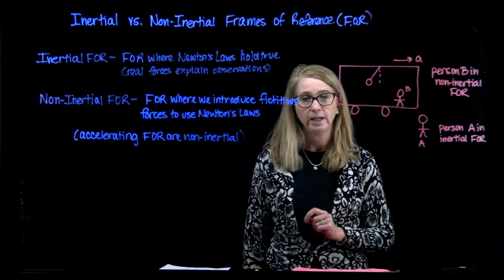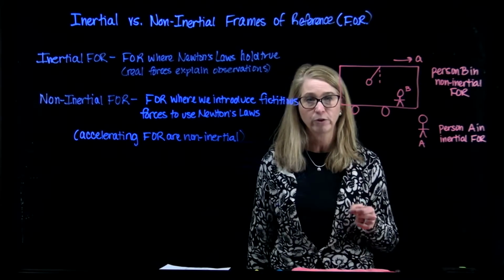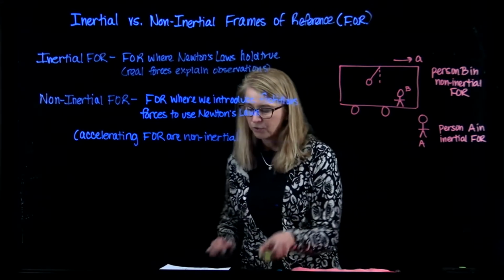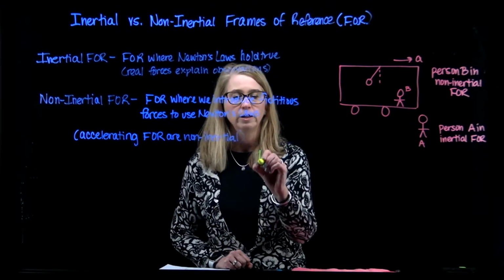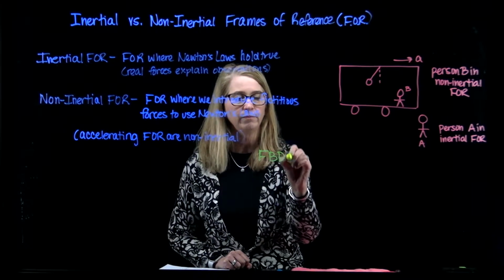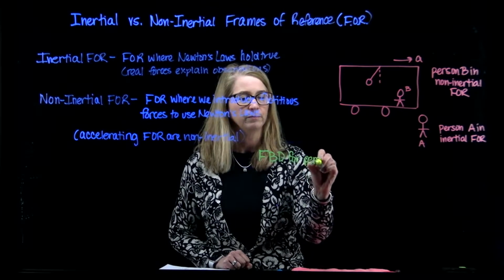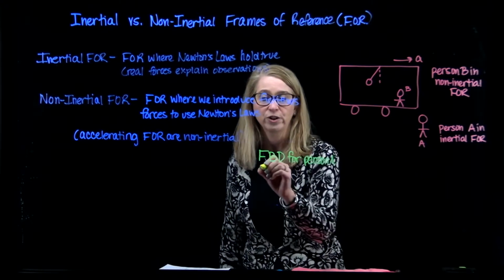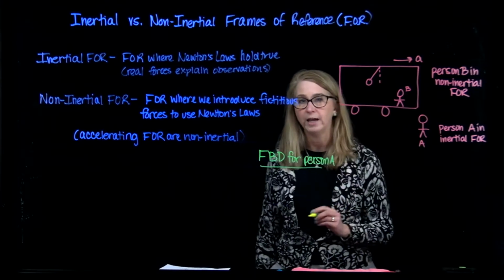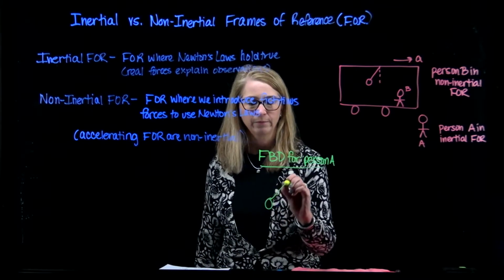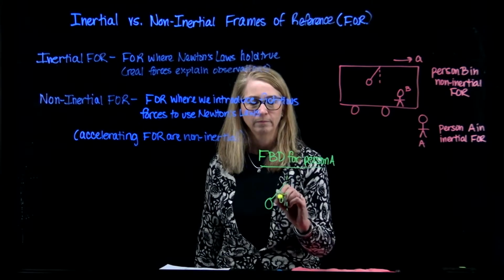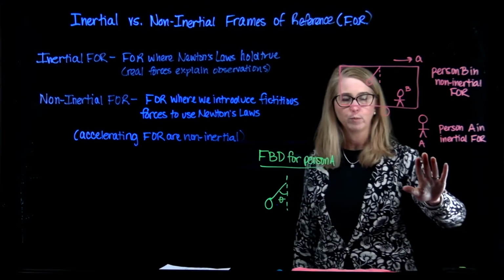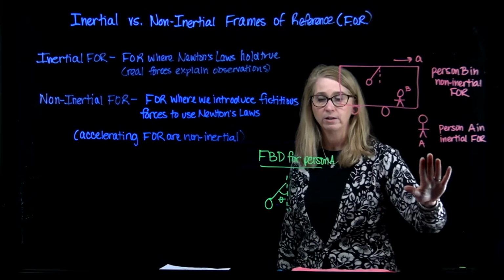The guy in the train, however, is in an accelerating train car, so he is in a non-inertial frame of reference. So what we're going to do is we're going to look at a free body diagram for each person. And when I say a free body diagram, I guess it would make sense if I actually told you what the diagram was of. We're going to look at the mass on a string. So I have this mass on a string, and right now I'm going to look at it from the point of view of the person who's standing outside of the car.